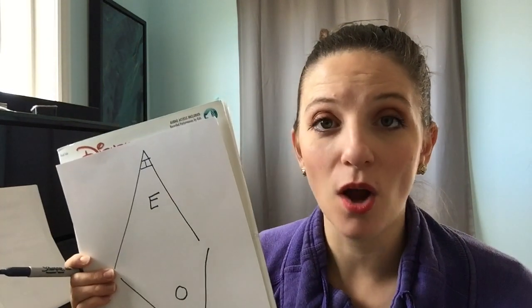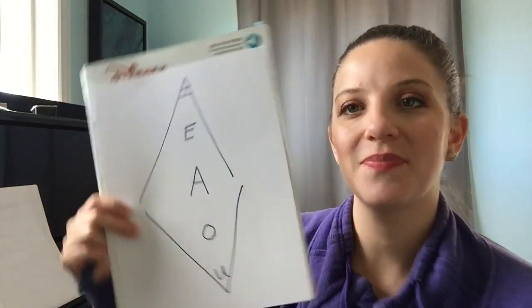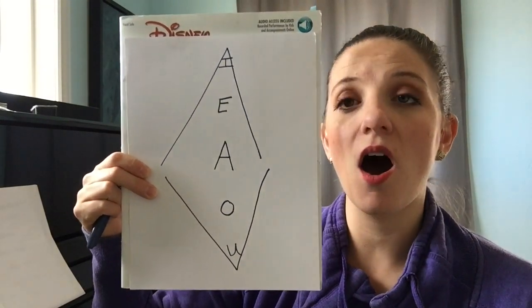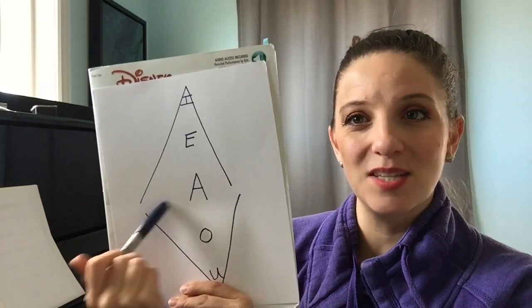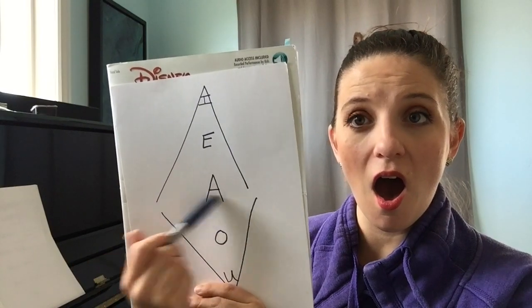You can practice this in the mirror. O, E, O, E, O. Now the last vowel we have is the A, which is going to be our ah space. And ah is in the middle. Ah is in the biggest part of the shape because it has the biggest shape in our mouth.